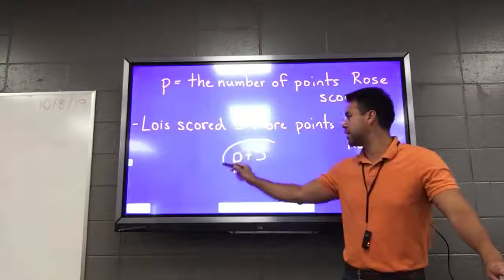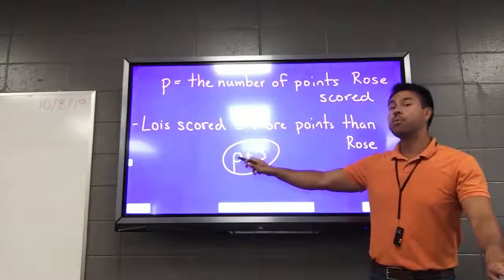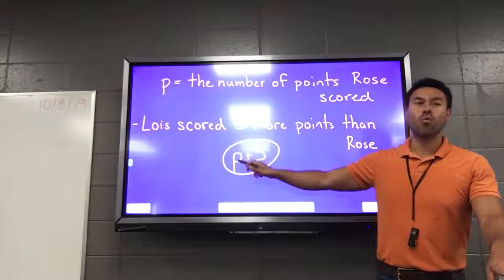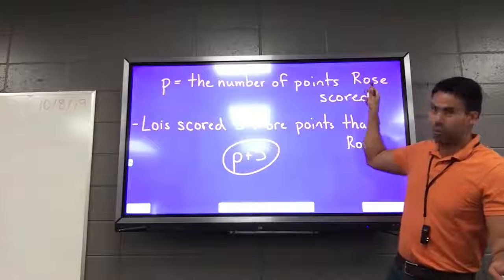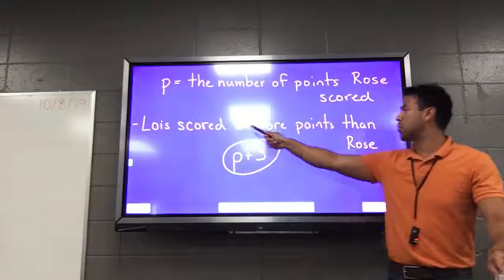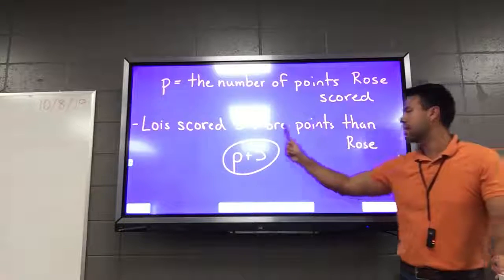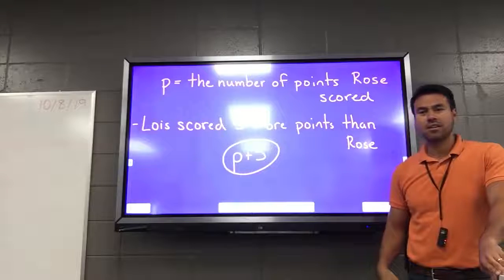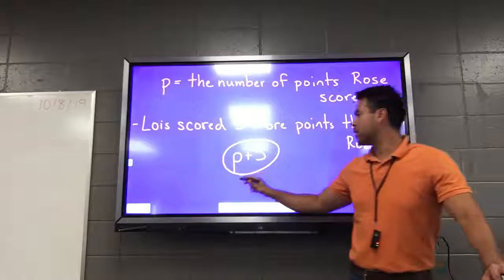Because what does P stand for? Points. The number of points Rose scored. And it says that Lois scored 5 more points than Rose. That's 5 more points. Okay, that's not the only way to write it.